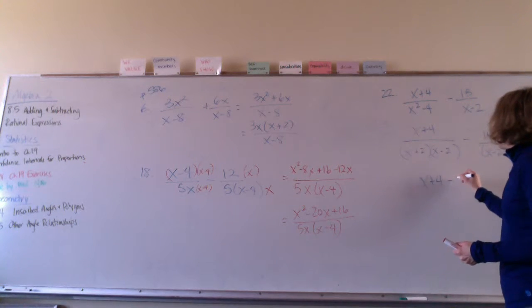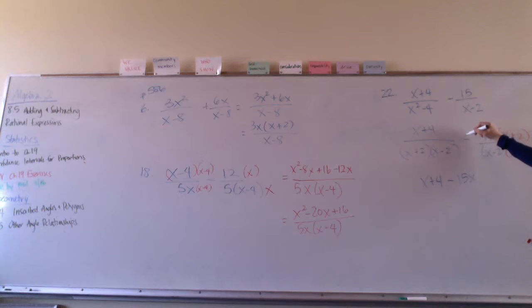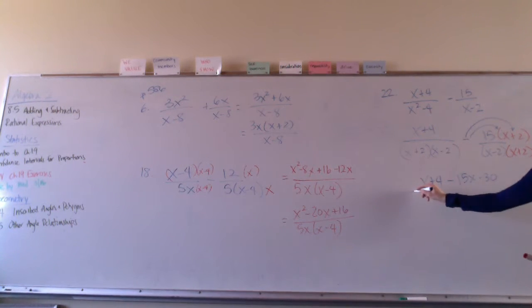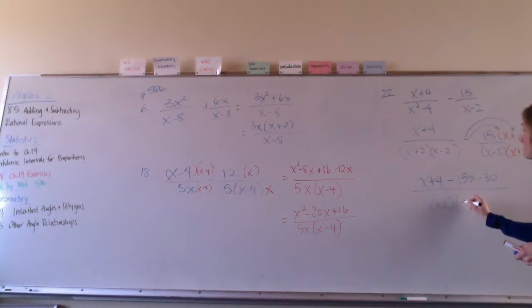X plus 4 minus, and I'm going to distribute 15x. Now this is one of the tricky ones. I have to minus 15x, and I have to minus 30. Does everybody see that? This would be 15x plus 30, but I have to subtract the whole thing, so everybody gets subtracted. And I'm going to leave the denominator factored, identify my vertical asymptotes.